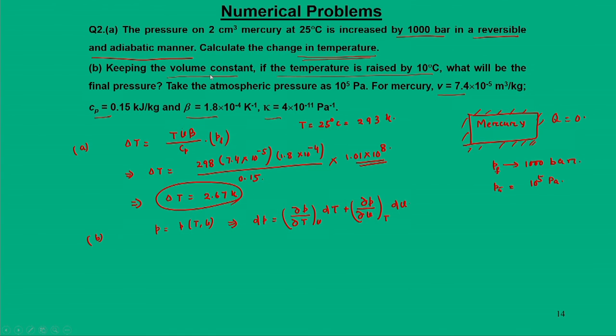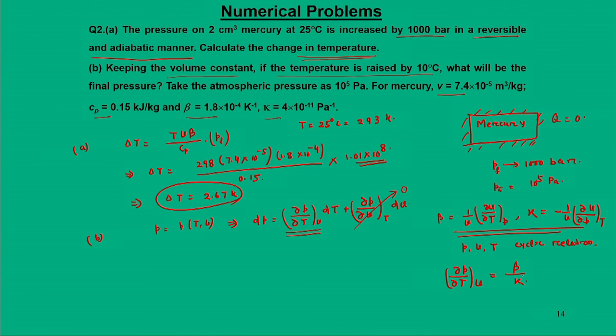So, here we say keeping volume constant, so this term goes to 0, and this information we require. So, for that we have to recall beta is equal to 1 by V (dV/dT) at constant P, kappa will be minus 1 by V (dV/dP) at constant T. So, from these relations we can find out dP. Now, if you use the cyclic relation between P, V and T, then from this we can get (dP/dT) at constant V is equal to beta by kappa.